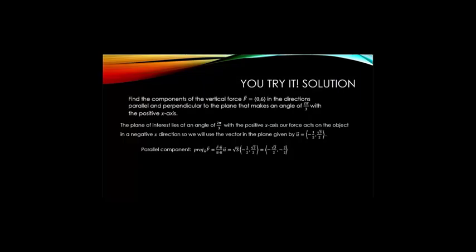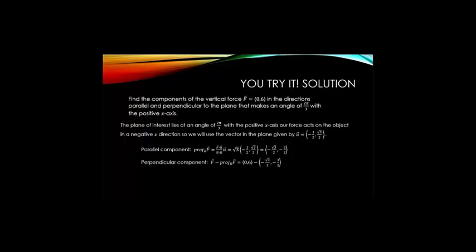A parallel component is going to be the projection of my force onto the u vector. That'll be F dot u over u dot u times u. F dot u over u dot u is the square root of 3/1, and I multiply that by the components -1/2 and square root of 3/2. My parallel component will be given by the components -square root of 3/2 and -3/2.